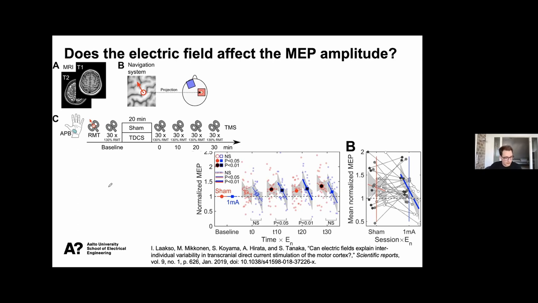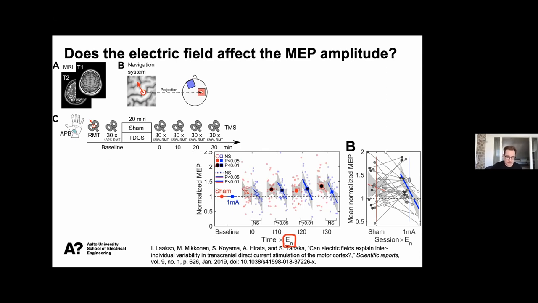Then when doing the analysis, calculating the electric fields and then extracting the electric field value at the hand area. So this is the normal component of the electric field close to the center of the hand node, where the TMS hotspot for the target muscle is.